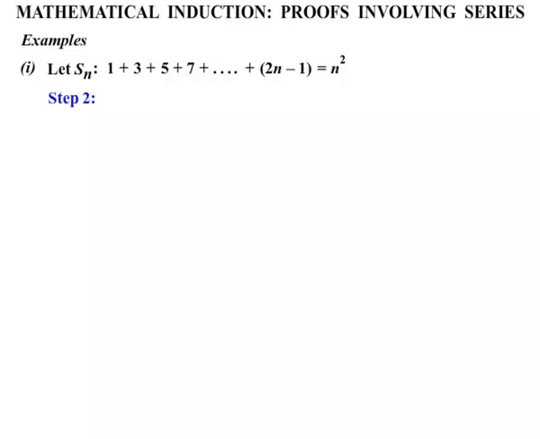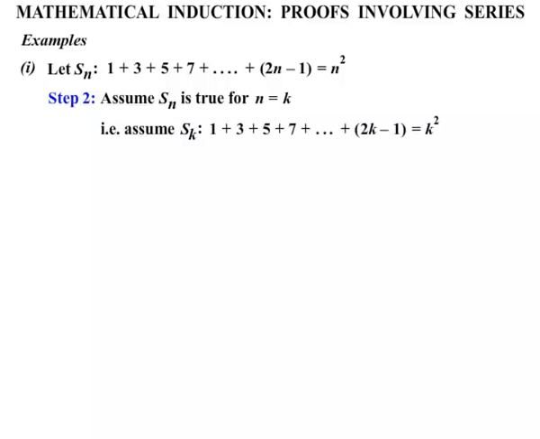Step 2, we're going to assume that the statement is true for n equals k. That is, assume S of k, which is 1 plus 3 plus 5, etc., all the way equals k squared, where you can simply see we've replaced the n with k. The next step is to try to prove that Sn is true for n equals k plus 1. That is, try to prove S k plus 1.